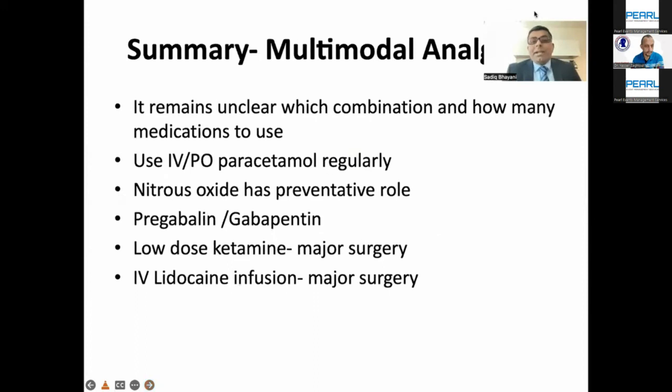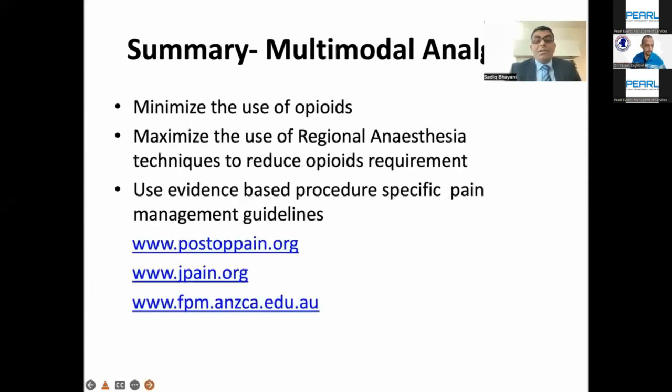It remains very unclear which combination you can use, but you can start with giving them paracetamol, which reduces the opiate requirements. Nitrous oxide has a preventative role. Pregabalin, as compared to gabapentin, I think there are some studies supporting its use. Low-dose ketamine has been used in major surgeries like major spine surgeries and major laparotomies. Lignocaine infusions, as I said, there have been concerns about lignocaine infusion.